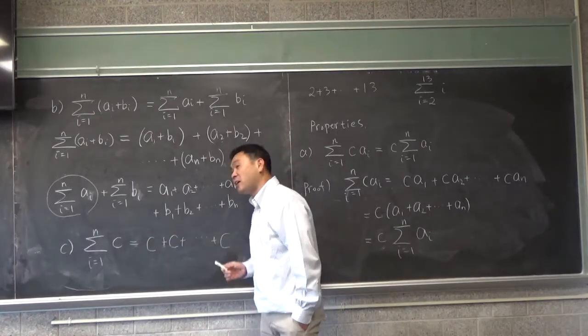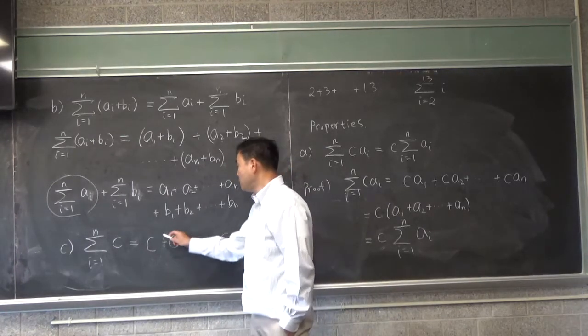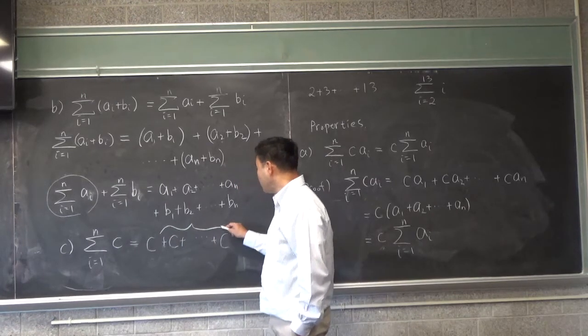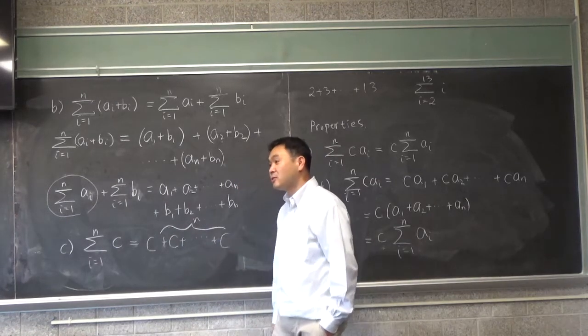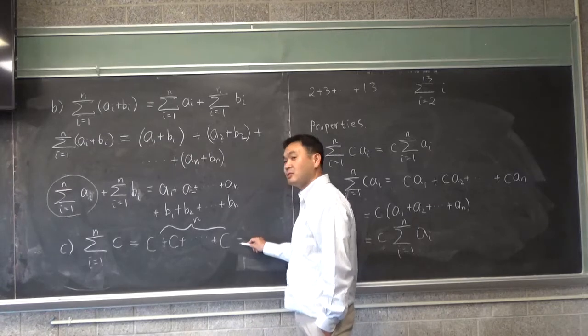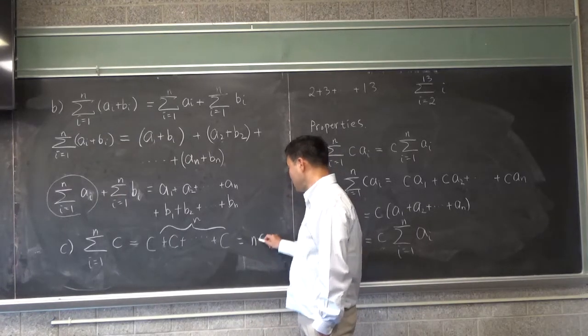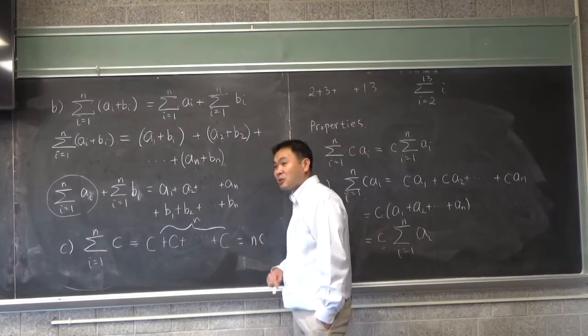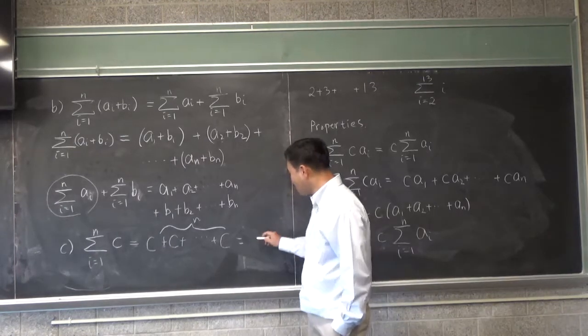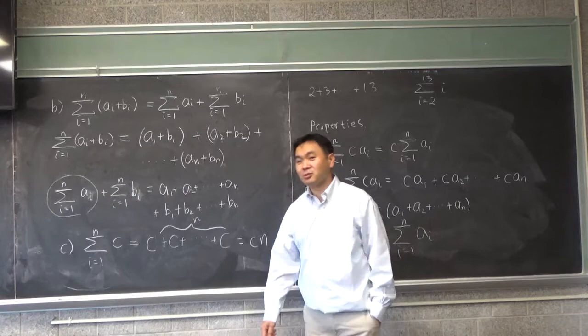How many times did you add C though? N times, right? So what is this? N times C. C is repeated n times, so that's it. Or I think people write Cn more. That's the formula.